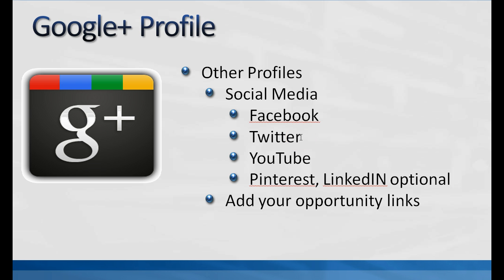You have a Twitter account, a YouTube account. Now, some people have a Pinterest and LinkedIn account. If you want to include those, that's fine, but you don't want to add too many social media sites. Typically, the ones that people really follow the most are Facebook, Twitter, and YouTube. And then after that, you're going to add your opportunity links.